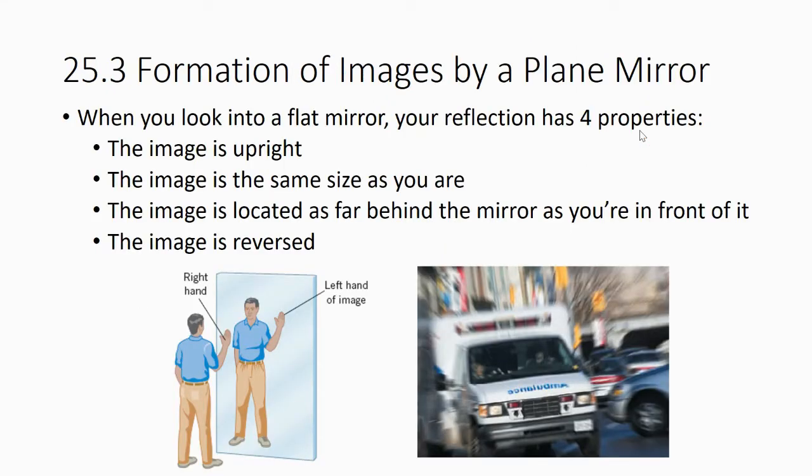So when you look into a plane mirror, so remember, plane mirror means a flat mirror. So let's say you have a mirror hanging in your house. You can actually pause the video after this and go try this on your own. There are 4 properties of your image when you're standing in front of a plane mirror. So first, your image is upright. So if you are standing up, your image is also standing up. If you are upside down, your image is also upside down. It matches your orientation. The image is the same size as you.